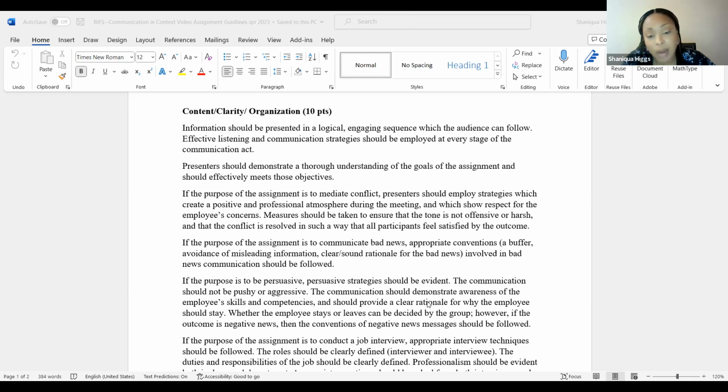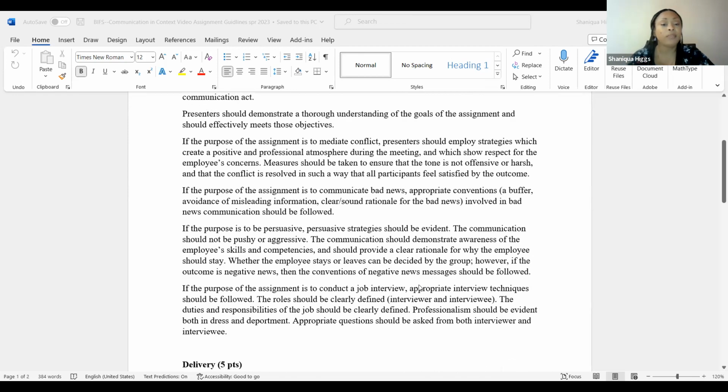Again, no shouting, no screaming matches. If the purpose is to be persuasive, right? You're trying to get someone to stay on the job, not aggressive or pushy. Discuss those skills that you value from the employee, why you would want them to stay, a clear rationale for why the employee should stay. Your aim is to persuade them. You can decide whether the communication is successful or not, whether the employee decides to stay. But if the outcome is negative news or bad news, then the person who's resigning needs to follow the negative news conventions we talked about.